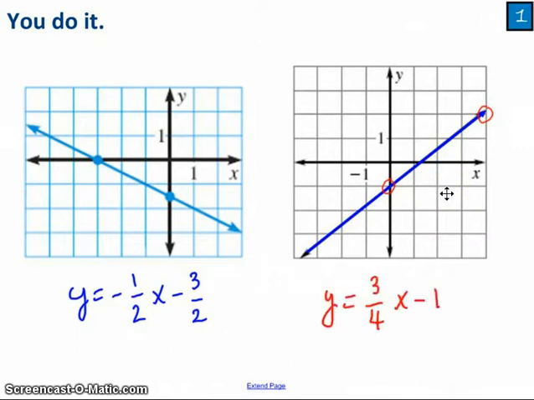I ended up coming up with this. I ended up saying that the slope was 3 over 4. I felt like if I went up 3, I went over basically 4. And I couldn't really be a whole lot more precise than that with the graph that I was given.